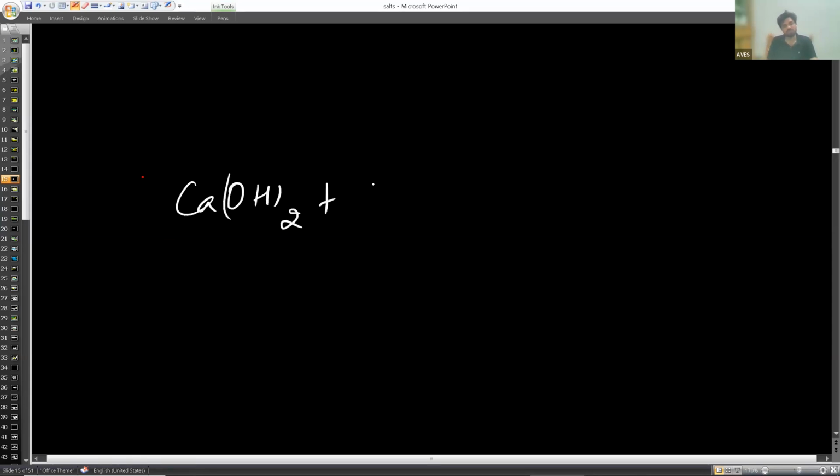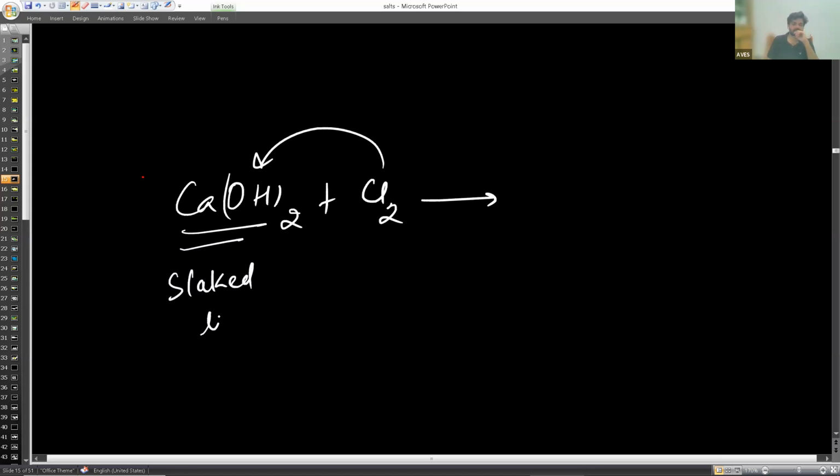Chlorine gas to. Okay. By passing chlorine gas to what? What is the name of this compound? Hydroxide. What hydroxide? Calcium hydroxide. And the common name of this compound is? Slake lime. Yes, it is slake lime.